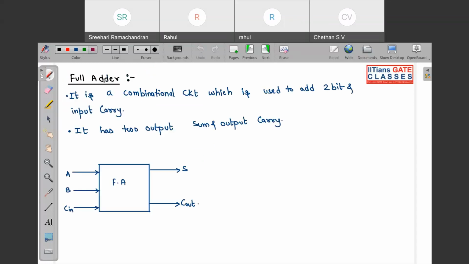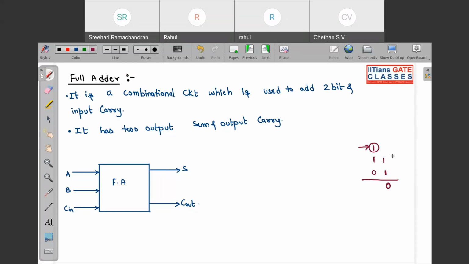Now the next is your full adder. So what is a full adder? Suppose in the last case, if I want to add 2-bit numbers. So one of the numbers is like this, another is this. So you can see 1 plus 1 will be 0, carry is 1. Now where will I add this carry? So this is taken care of by the full adder.